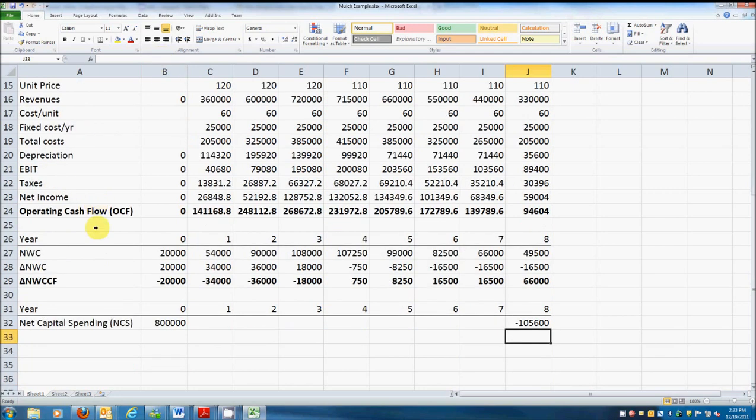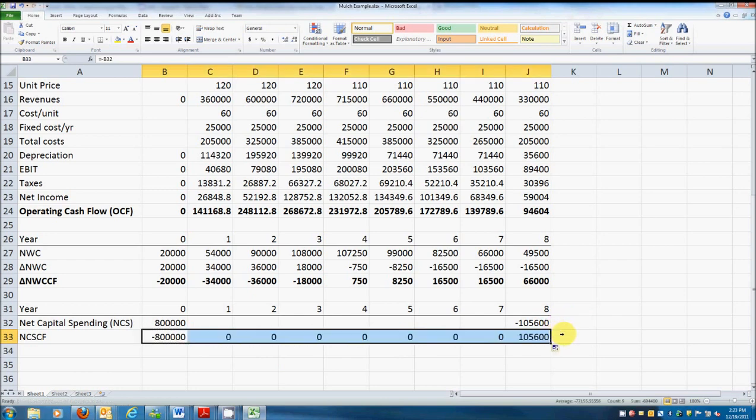Now, I'm going to make this into NCS cash flow, because when you spend money, that's actually cash flowing out from you. So it's just going to be just like above for the net working capital cash flow. I'm going to do a negative there, and I'm going to select that 800,000, and I'm going to drag this thing all the way across. And it makes perfect sense that this is positive at the end, because that's money we're getting back. That's money back into our pocket.